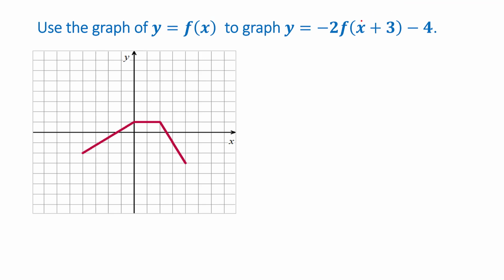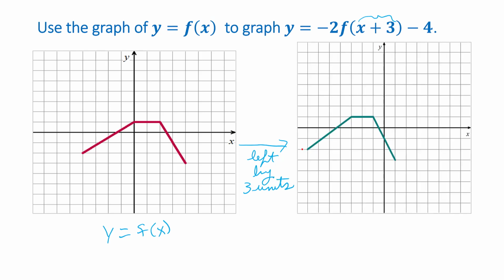So I'm going to start inside my function here. I'm going to start as close as I can to the x. So I'm going to look at the x plus 3. What does that plus 3 do to my original graph of y equals f of x? Well, if you remember what we've been doing, this would cause a shift to the left of all the points on the graph. We're going to go left by 3 units.